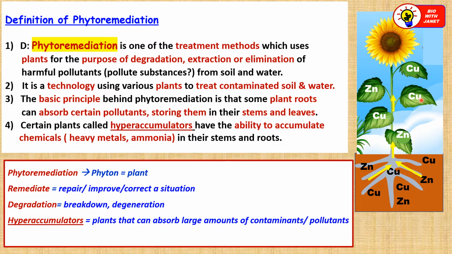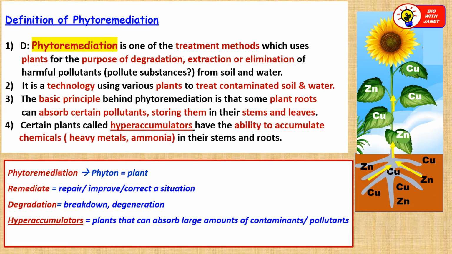So these plants that can accumulate a lot of these heavy metals, ammonia and so forth, are called hyperaccumulators. Hyper means very extreme. They are accumulators because they can take up all these heavy metals in high concentrations into their plant bodies, right? So hyperaccumulators are very helpful to us in order to extract the unwanted heavy metals from the soil and also other substances.